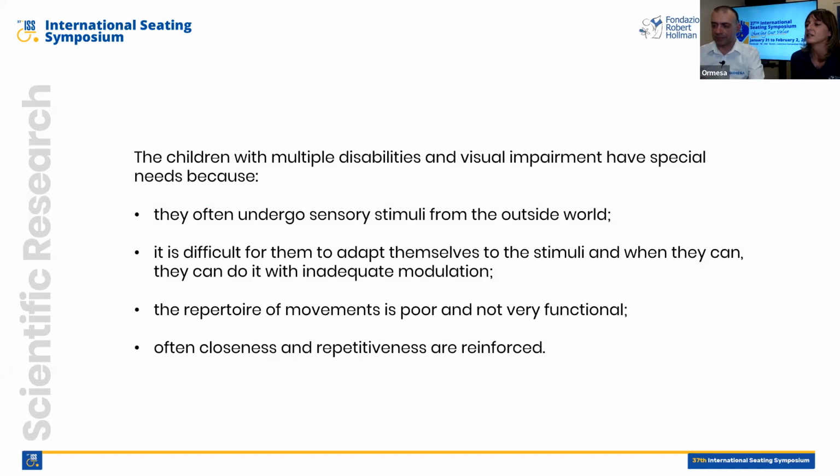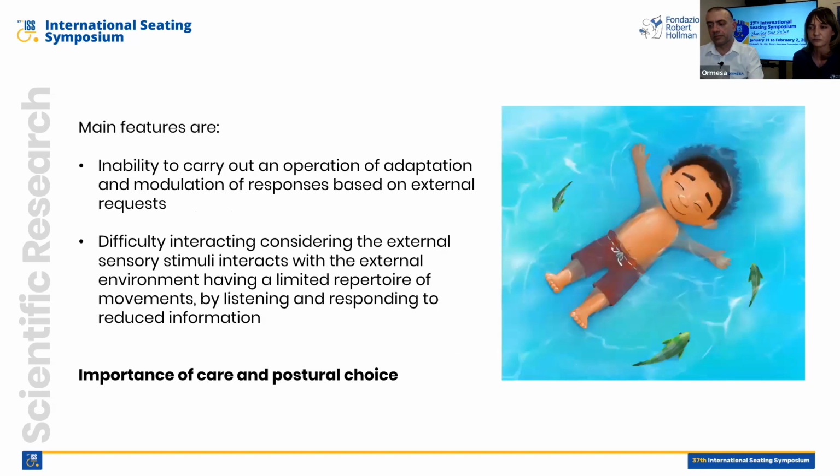In many clinical descriptions of children affected by cerebral palsy, we have to face visual impairment or blindness with sensory deprivation and difficulties in the psychomotor area. The children with multiple disabilities and visual impairment have special needs because they often undergo sensory stimuli from the outside world. It's difficult for them to adapt themselves to the stimuli, and when they can do it, it is with inadequate modulation. The repertoire of movement is poor and not very functional. And finally, often closeness and repetitiveness are reinforced. So, what are the main and specific key points about this clinical condition?